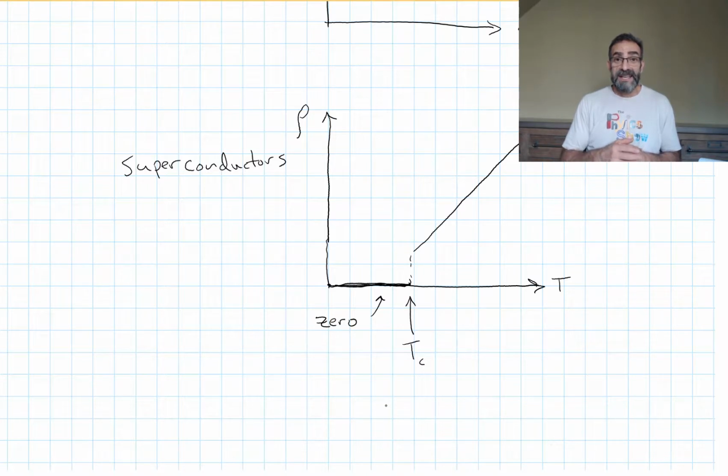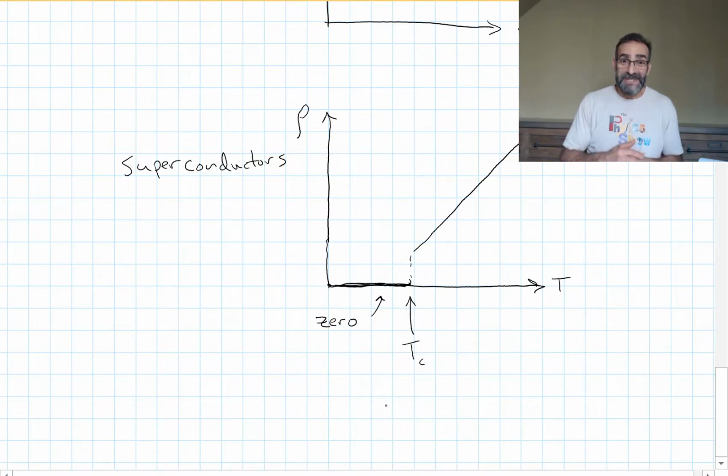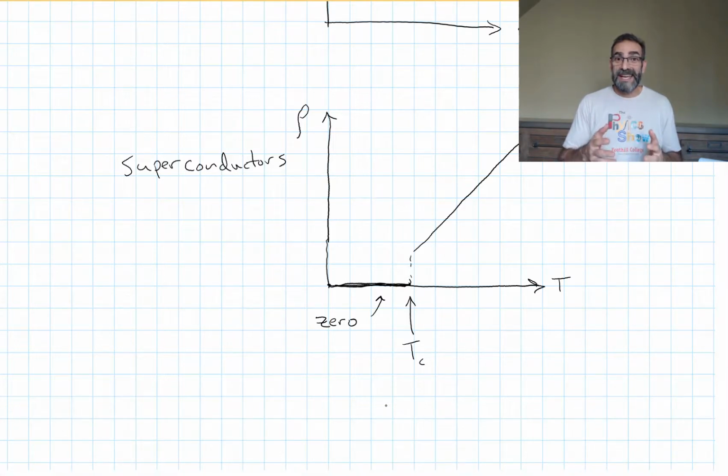Nowadays, they've developed what we call high temperature superconductors. They work at liquid nitrogen temperatures. So we're still talking about -200 degrees Celsius, but at least we can use liquid nitrogen to get the wire cool enough, which is much less expensive and much more abundant than liquid helium.